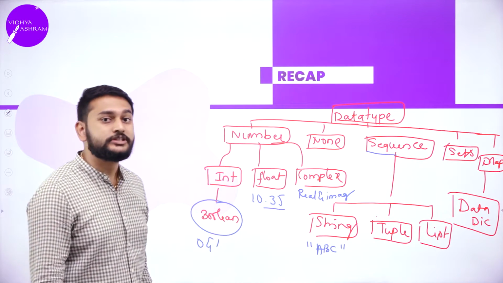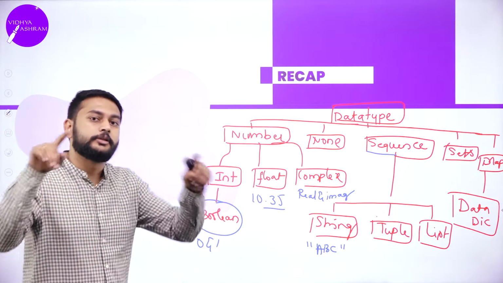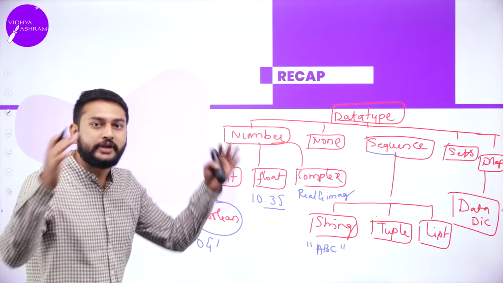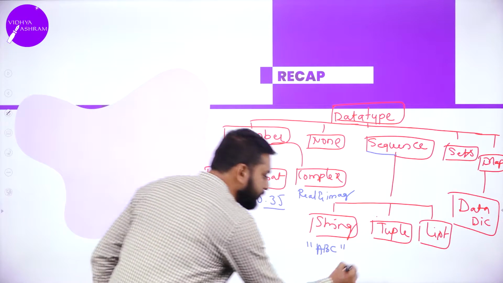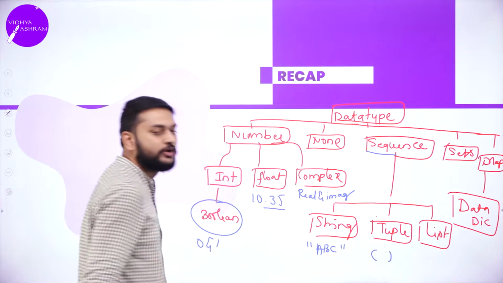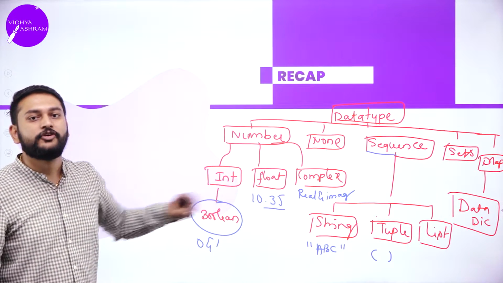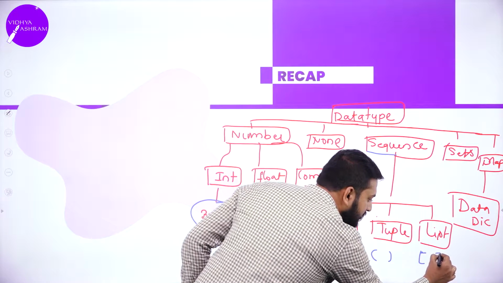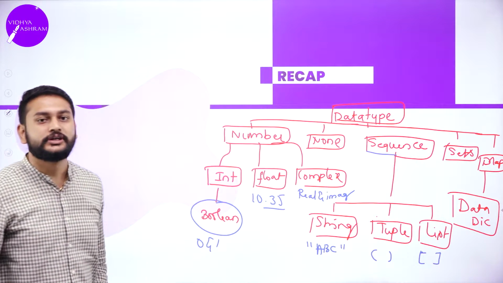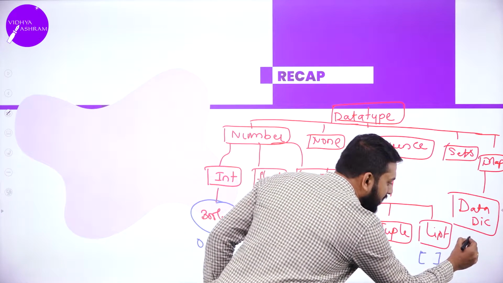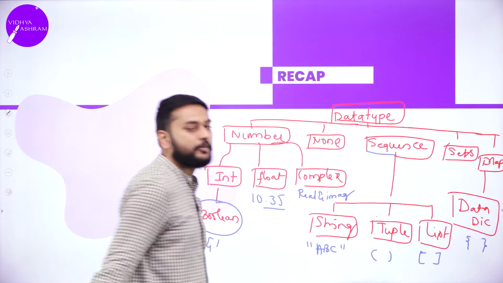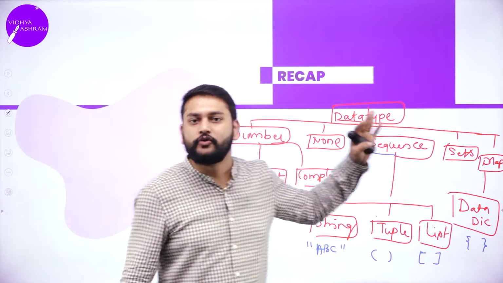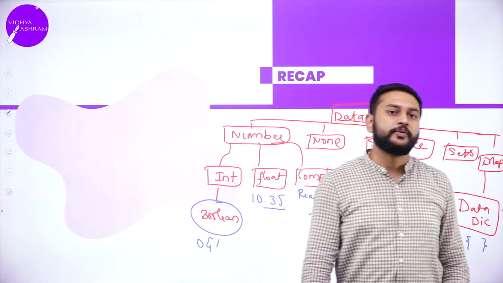Then we have tuples. I had asked you to remember the brackets, right? What are the brackets that you should remember with respect to tuples? Parenthesis is what you have to remember for tuples. About list, you will be remembering the square brackets, and when it comes to the dictionary, you will remember the curly brackets. This is the quick recap of all the data types we discussed in the previous sessions.